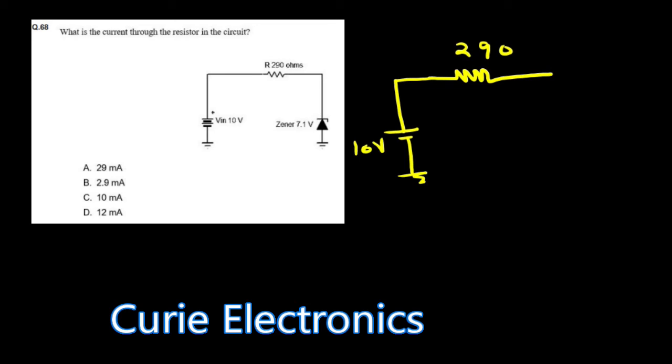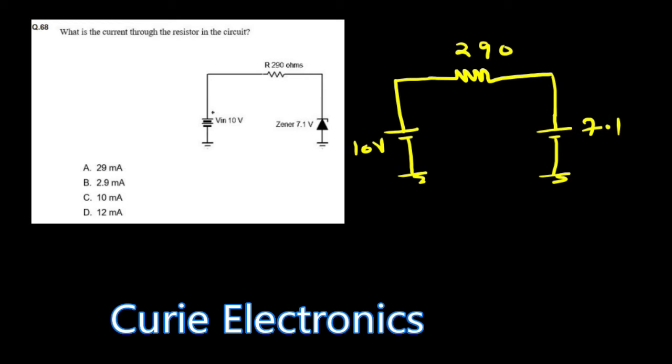Question number 68. What is the current through the resistor in the circuit? The resistor is connected between the Zener diode and the 10 volt Vin. So the Zener also we can replace with a voltage source. That is, this 290 ohm resistor is connected between two voltage sources. One is 10 volt, another one is 7.1 volt. Right, we can replace a Zener diode, since a Zener diode acts like a voltage source.